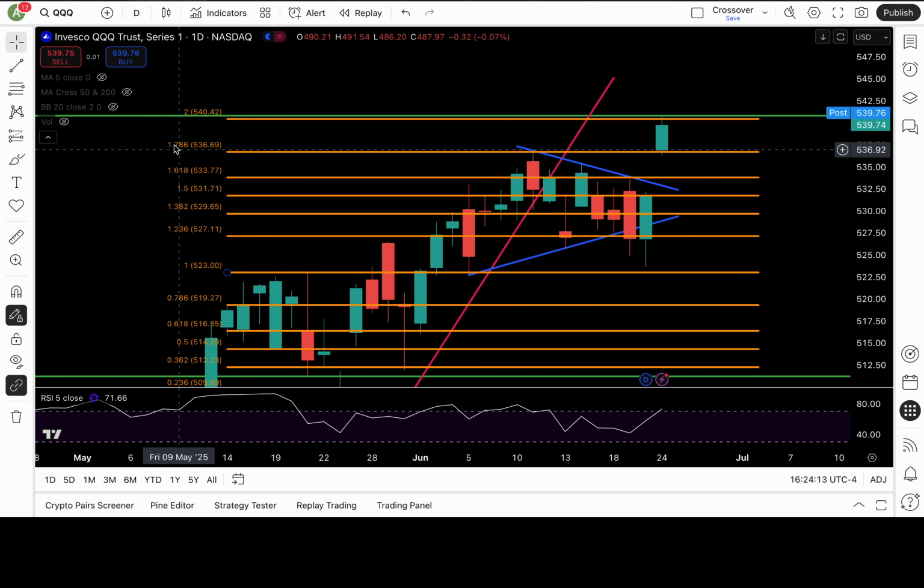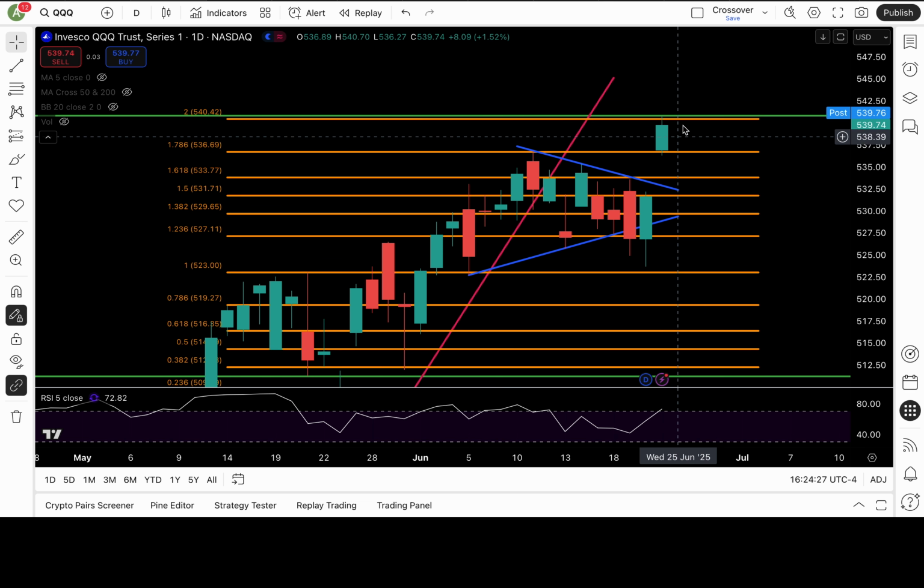This is my 1.786 fib level. That's around 536.6. And then we have the 540.4 level. That's a 200% Fibonacci level. Can you see that now? So it's pretty much stuck between that range. So based on the context, that's the chop range to me.